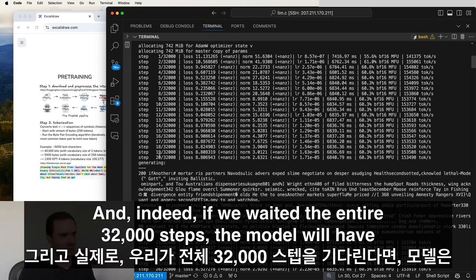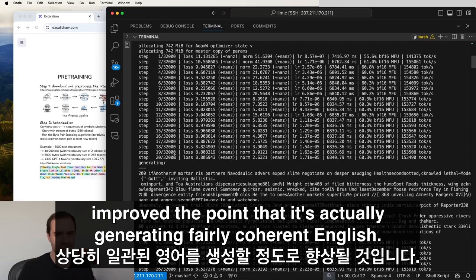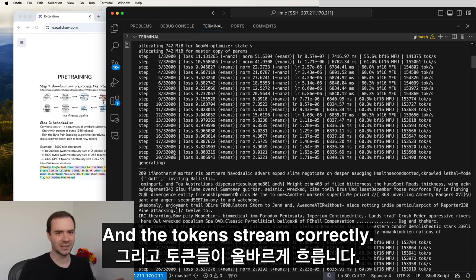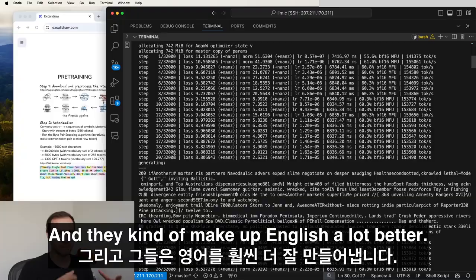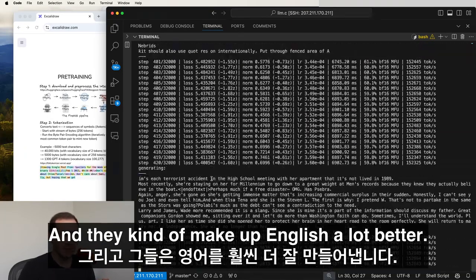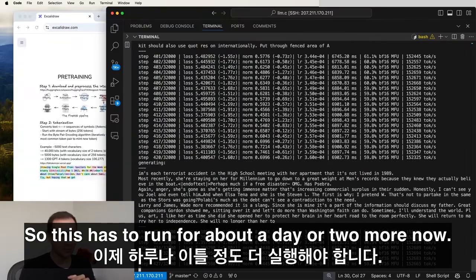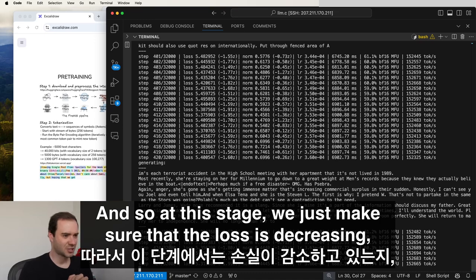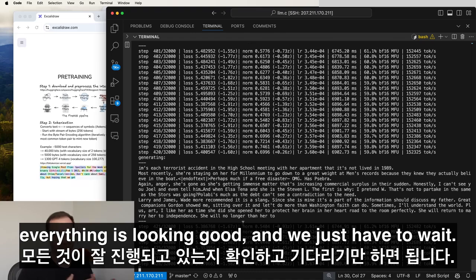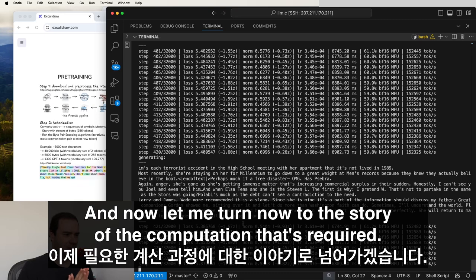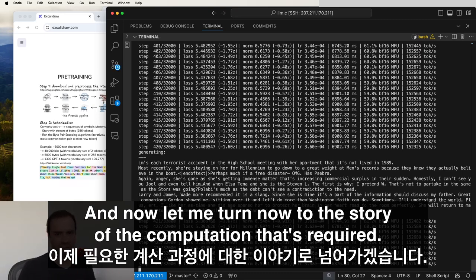Indeed, if we waited the entire 32,000 steps, the model will have improved to the point that it's generating fairly coherent English. The tokens stream correctly, and they make up English a lot better. This has to run for about a day or two more now. At this stage, we just make sure that the loss is decreasing and everything is looking good, and we just have to wait. Now, let me turn to the story of the computation that's required.